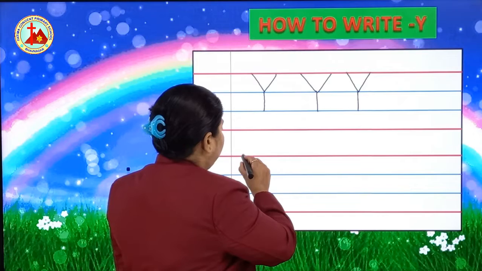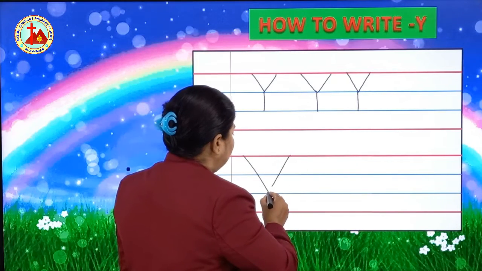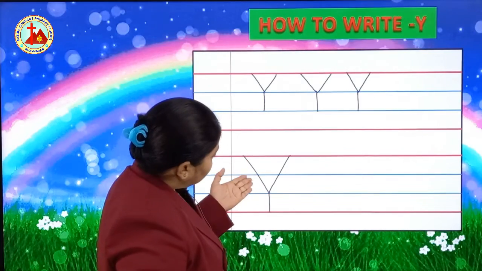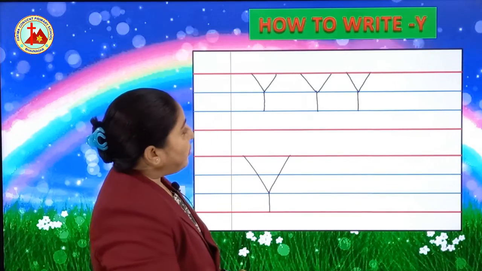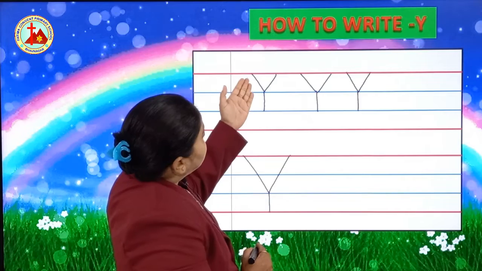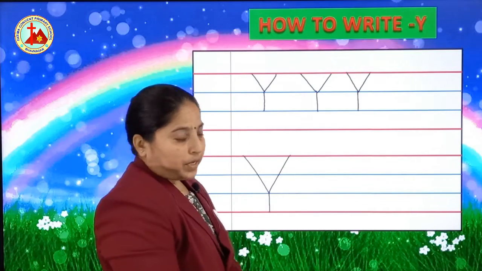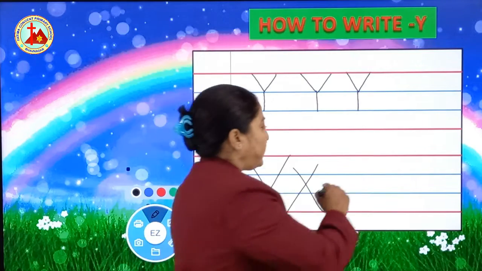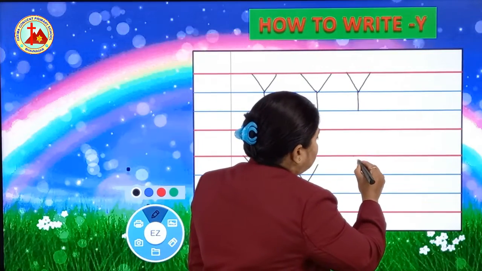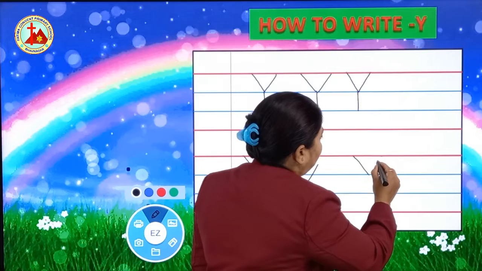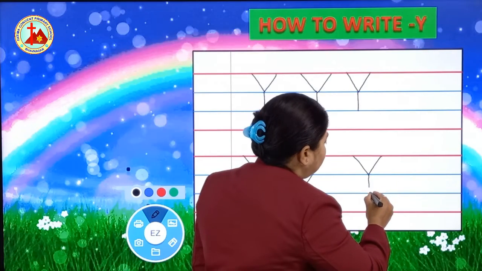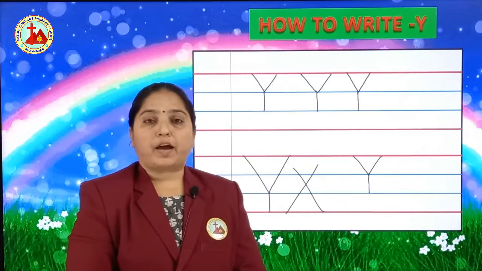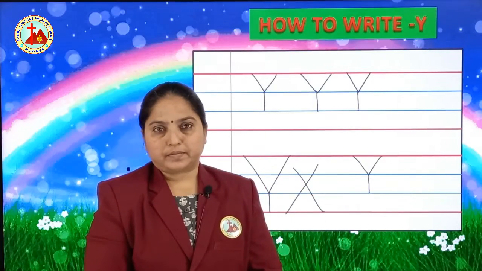You cannot write Y like this. See, here both the slanting lines are to the second blue line and we have to draw slanting line to the first blue line only. So this is wrong one. So write it properly. See, slanting line, one more slanting line and standing line, letter Y. So like this way you have to write in your four line book.